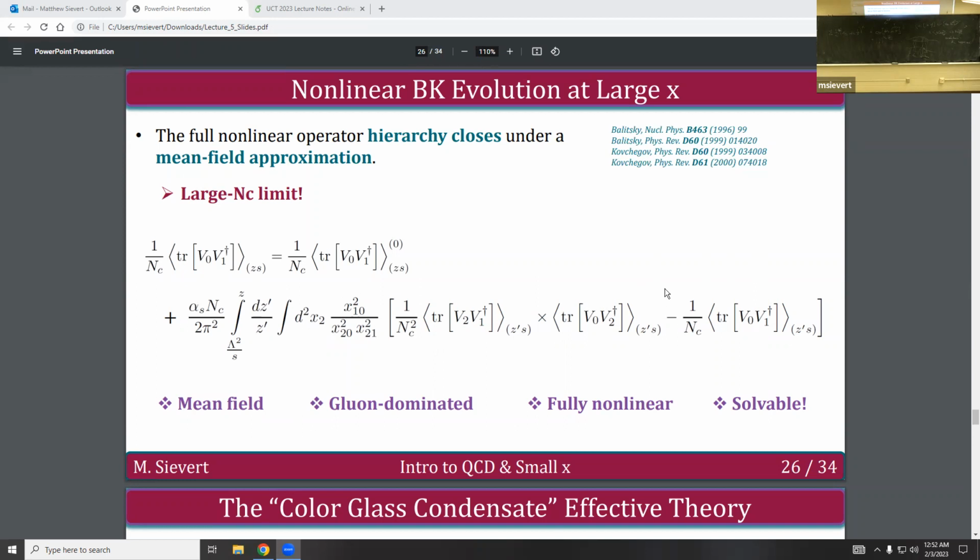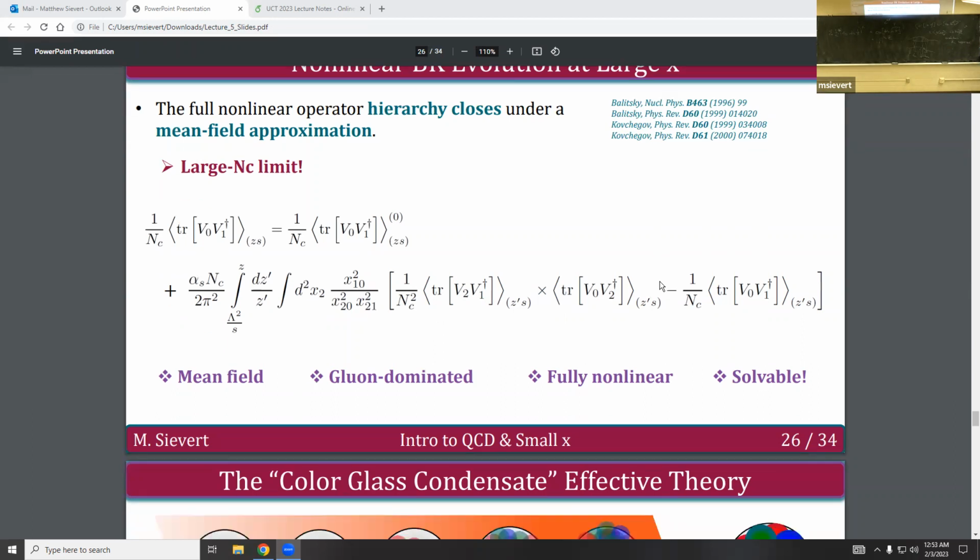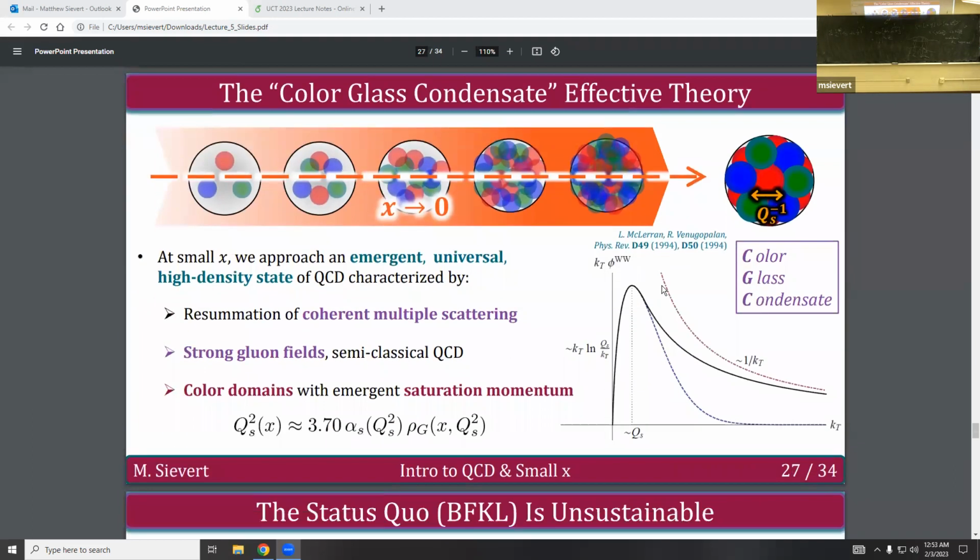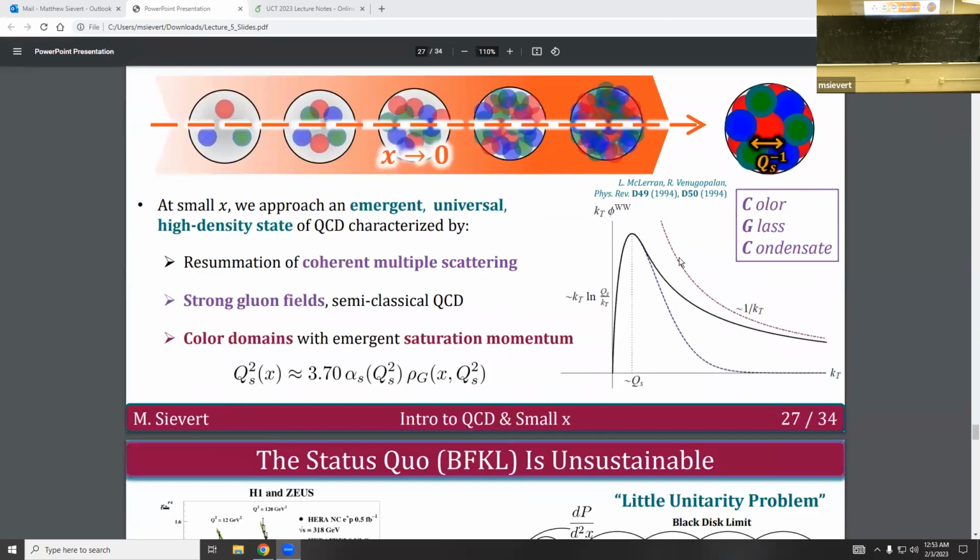The large NC limit is absolutely perfect for this equation because it is gluon dominated, and the physics we care about is gluon dominated. It captures those nonlinear behaviors, and it's again solved. The qualitative picture that comes out of this is that your gluon distribution in phase space is modified. So on the right-hand side here is a sketch of the perturbative phase space distribution. If you look at the gluon distribution as a function of transverse momentum, here I'm plotting that gluon distribution times KT to soften the infrared behavior.